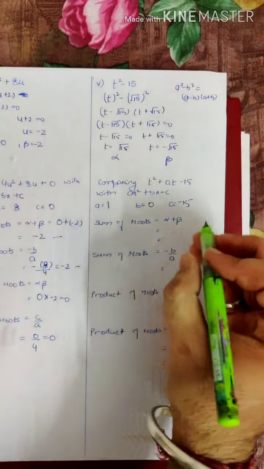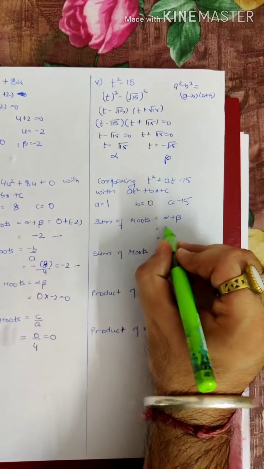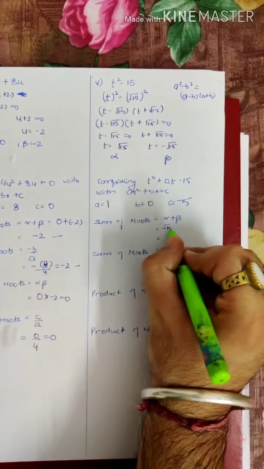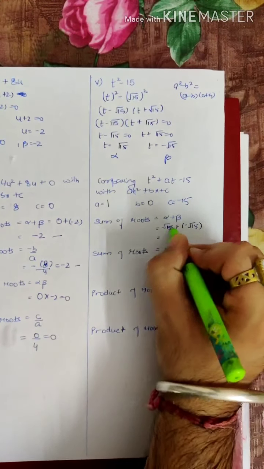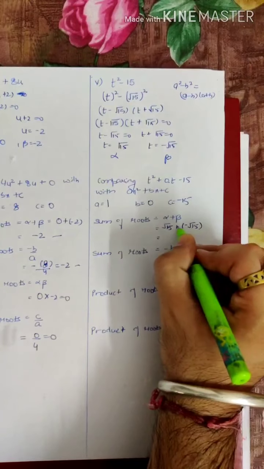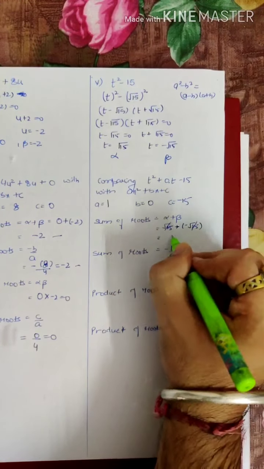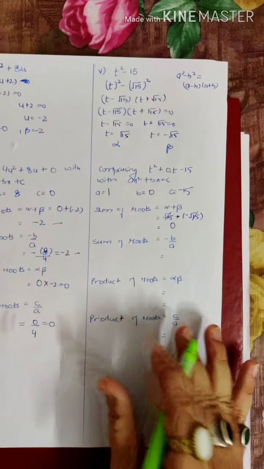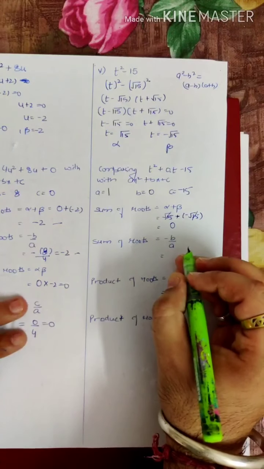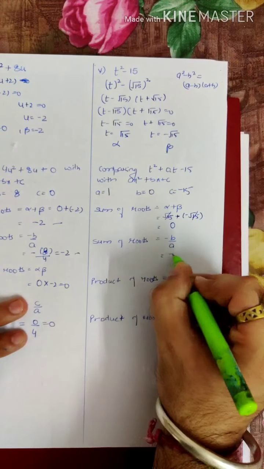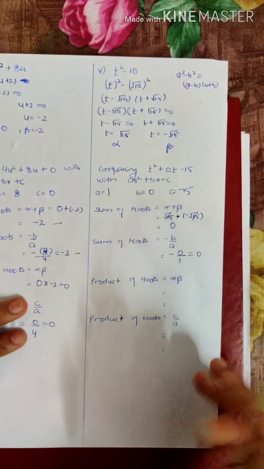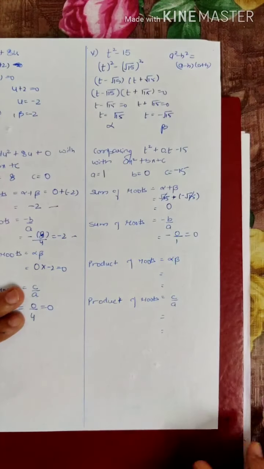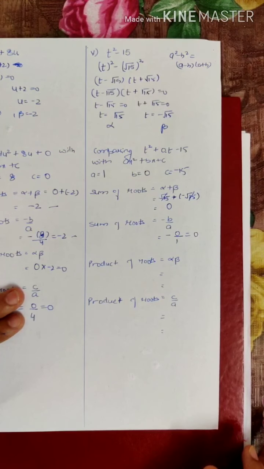Now we have to calculate the sum of the roots. Alpha we have assumed to be root 15 and beta is minus root 15. Both terms are the same but with opposite sign, so they'll cancel out and you'll get 0. Again we'll verify the sum of the roots with the help of the coefficients. Minus b is 0 and a is 1, this will be 0. So successfully we have verified the sum of the roots.